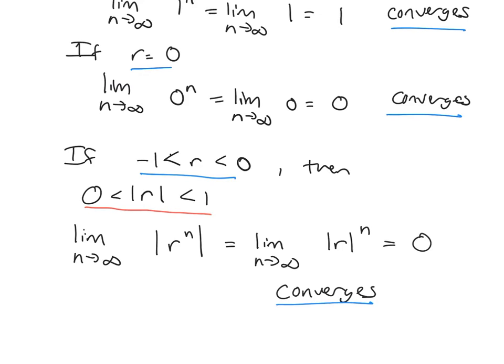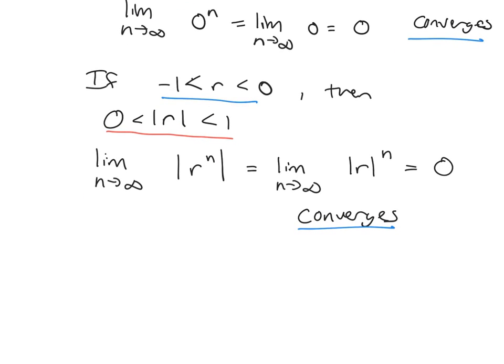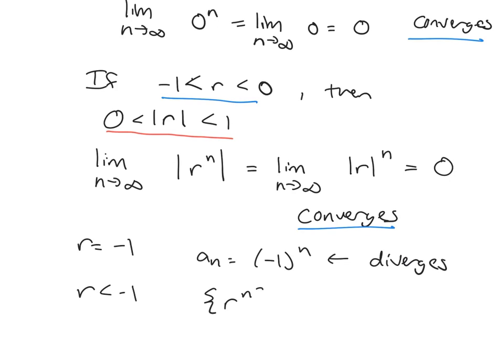The last thing, what about negative numbers less than or equal to -1? We've actually done equal to -1. That was that example, -1 to the n. So if r equals -1, then our sequence is -1 to the n, which we already saw diverges. If r is less than -1, the sequence r to the n is going to diverge.